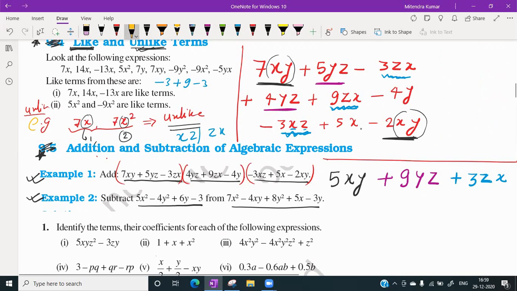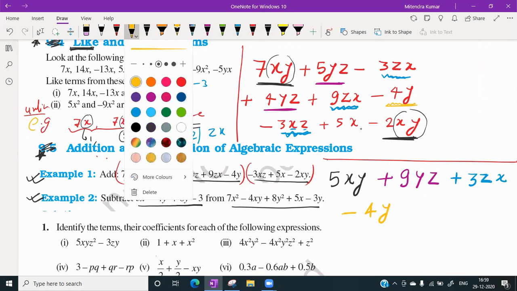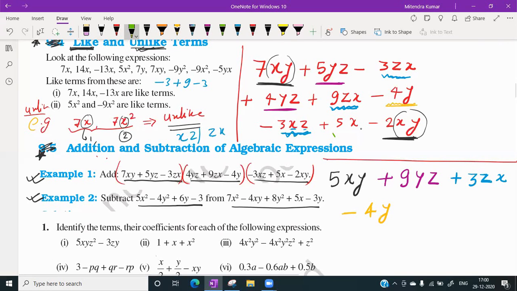ओके, नेक्स्ट आई विल सर्च फॉर y. सो इसका कोई भाई है या इसका कोई लाइक टर्म नहीं है, सो no. इट विल रिमेन एज इट इज. नेक्स्ट, 5xy. 5xy इसका भी कोई लाइक टर्म्स नहीं है, तो ये ऐसे रह जाएगा. तो दिस इज योर फाइनल आंसर.